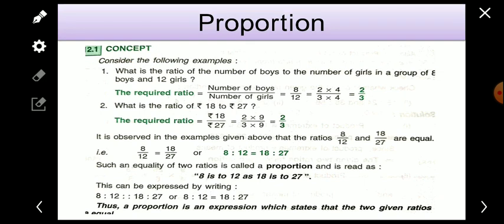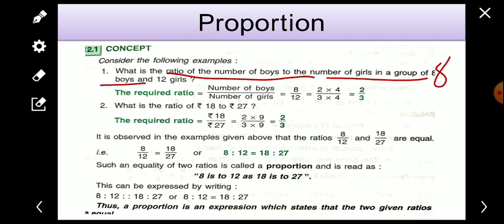Okay, consider the following examples. Through the examples we'll understand what is the ratio of the number of boys to the number of girls in a group of 8 boys and 12 girls. Here 8 boys and 12 girls. In the previous session, we have learned how to find the ratio.